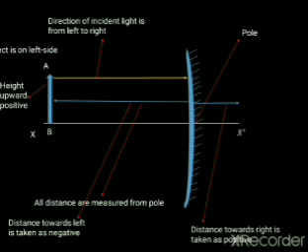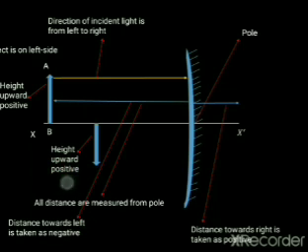Now, the other sign convention rule says that anything above the principal axis is taken as positive, and anything below the principal axis is taken as negative. By mistake I wrote positive over here. Height below the principal axis is taken as negative. It should be negative over here, not positive. Kindly correct it.